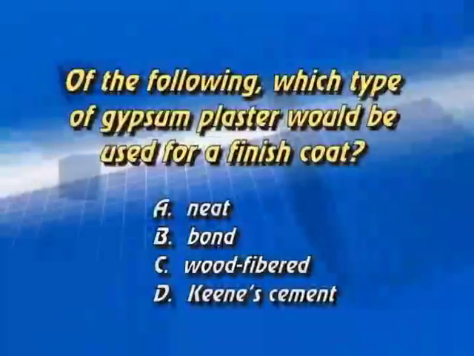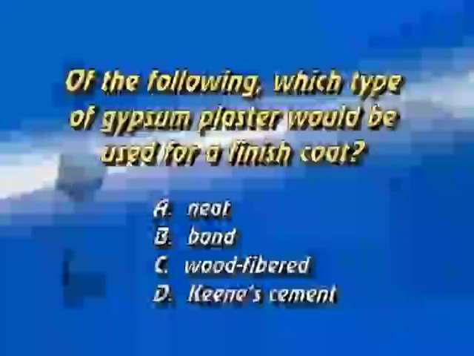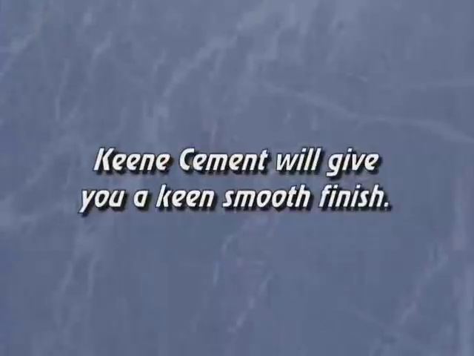Number 40. Of the following, which type of gypsum plaster would be used for a finished coat? The answer is Keene's cement. Those first three, the neat, the bond, and the wood fiber, those are all scratch coats or base coats. But the Keene's cement is the answer. You might remember it by using this little trick. Keene's cement will give you a keen, smooth finish. And that's what you're looking for in your finished coat.